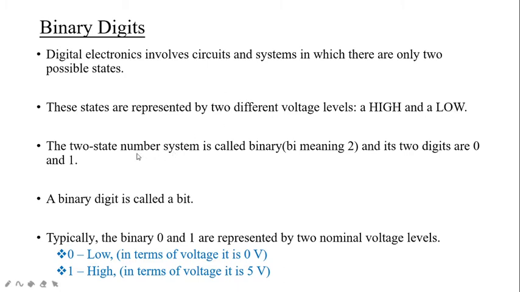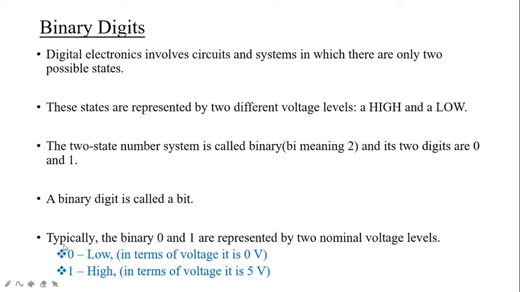So the two-state number system is called binary. We know that bi means two. So the digital electronic circuit uses only two states, a high and a low, hence it is called binary. And what are those two digits? It is 0 and 1. A single digit in a binary is called a bit. A binary digit is called a bit.